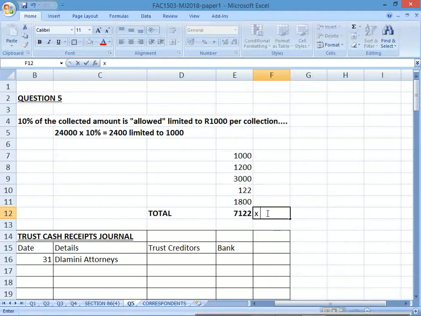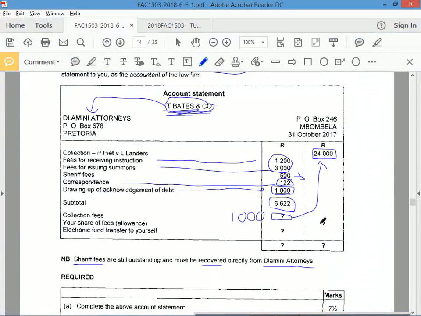Times that by 1/3. Divide by 3 gives you that. So the 2,374 would be your share of the fees which was allowed. 2,374.